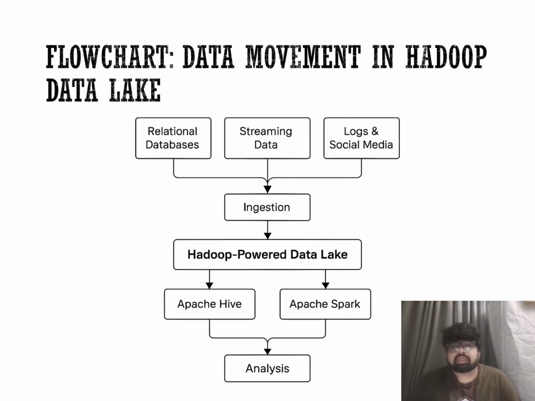Flowchart: Data movement in a Hadoop data lake. This flowchart shows a typical data flow in a Hadoop-based data lake. On the left are the data sources: databases, real-time streaming apps, and log files. These are ingested via Kafka, Flume, or Sqoop. The data is stored in HDFS, processed via Spark or Hive, and accessed for analysis or machine learning use. This flow ensures high throughput, low latency data movement in an enterprise environment.